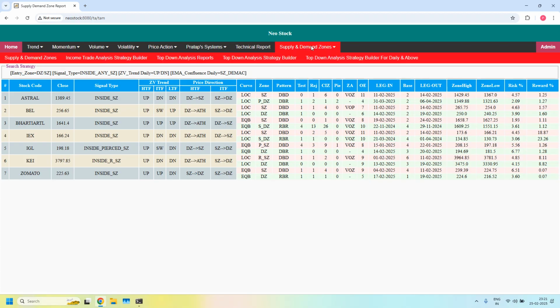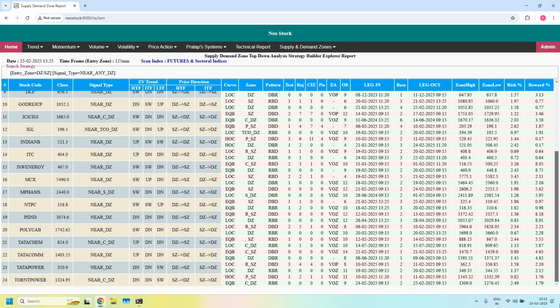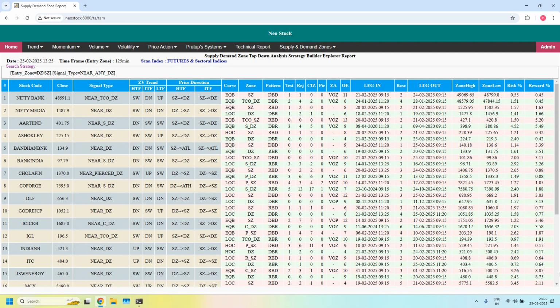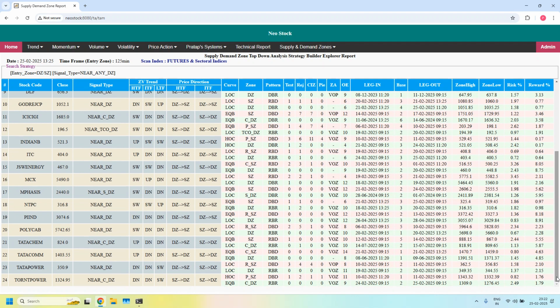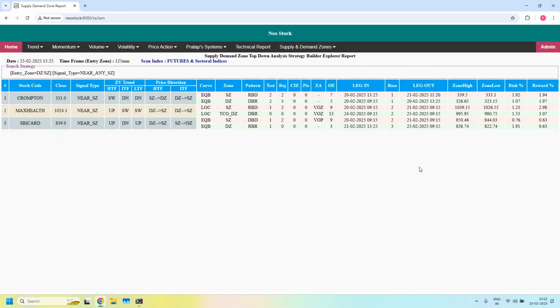Next time frame is 125 minutes. Stocks near 125 minutes demand zone. We got 24 stocks. So first 15 stocks in the list. I am scrolling the list down. So total 24 stocks are filtered. Okay, next 125 minutes time frame, stocks near 125 minutes supply zone. We got only 3 stocks.